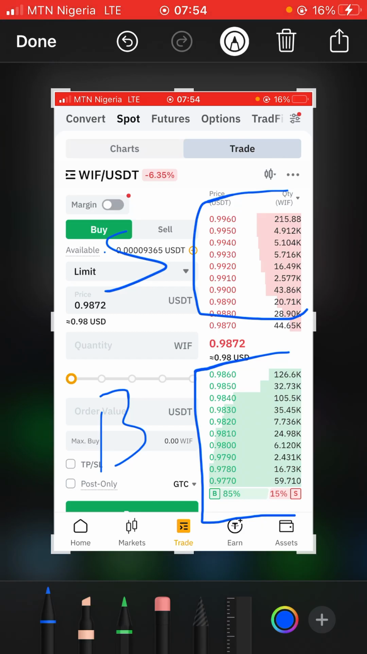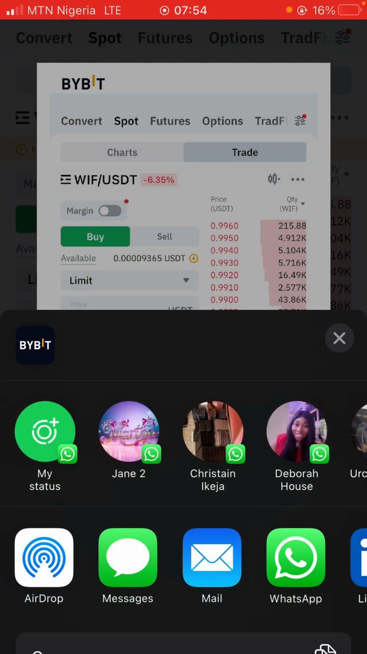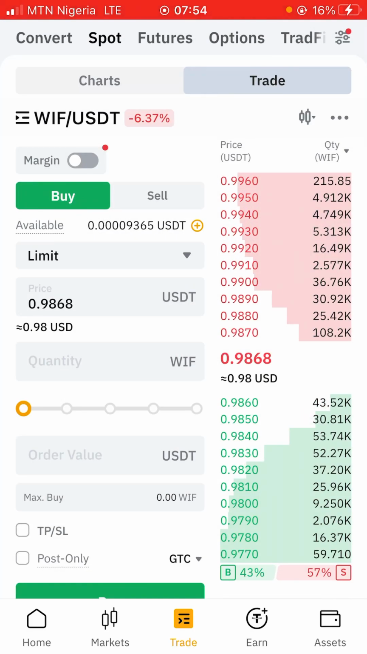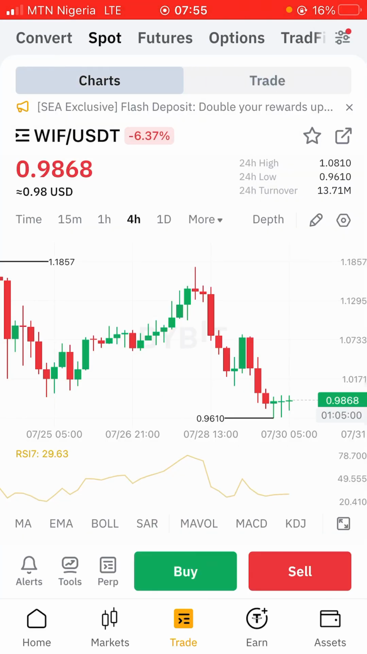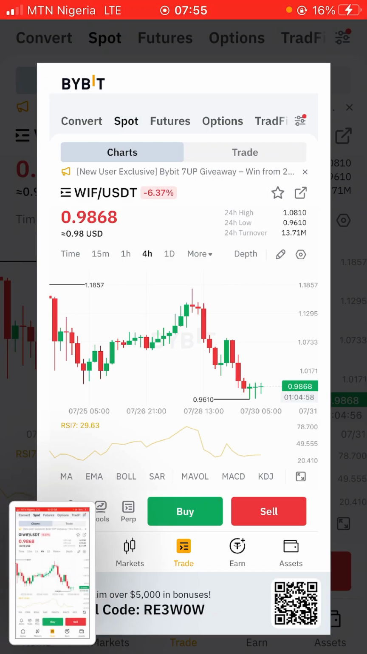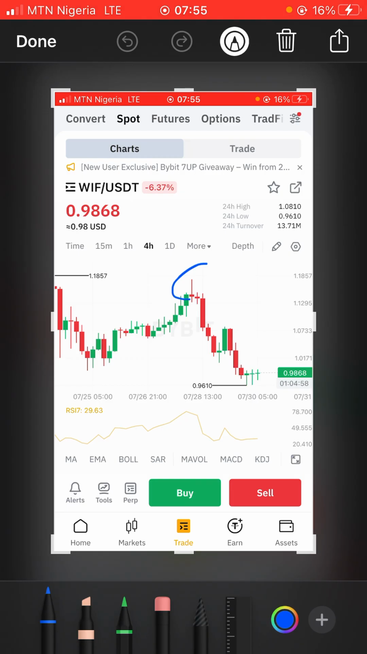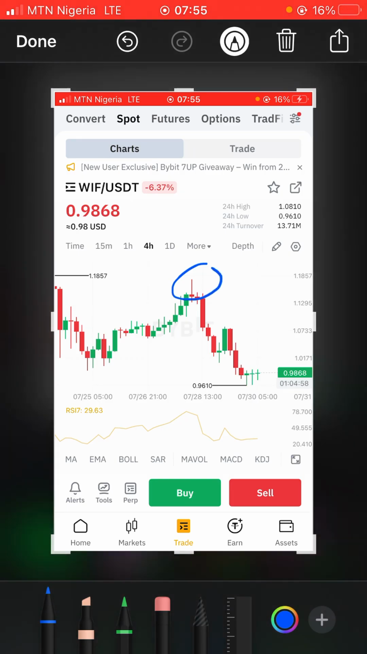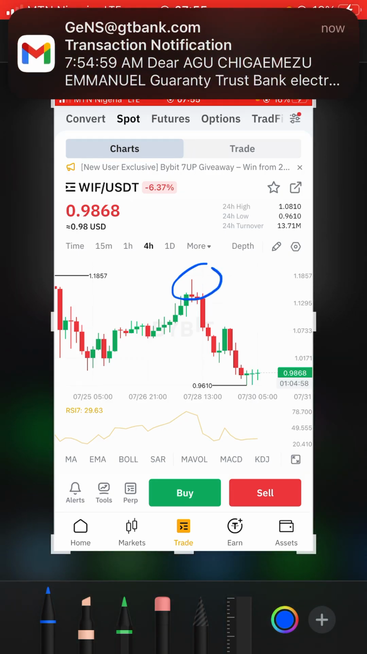So let me show you guys what it means by liquidity grab or pushing up. Now, if you come to the chart here, that will make more sense. You see this thing happening right here at this peak. This is what we call a liquidity grab. The market first of all comes and grabs that liquidity, then drops.